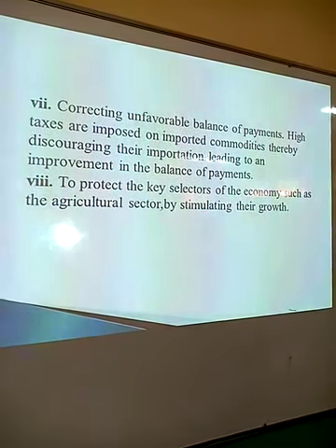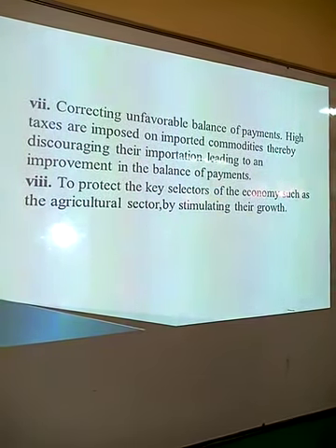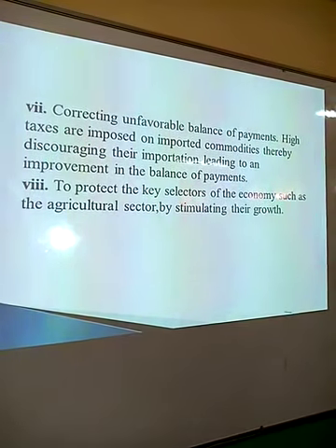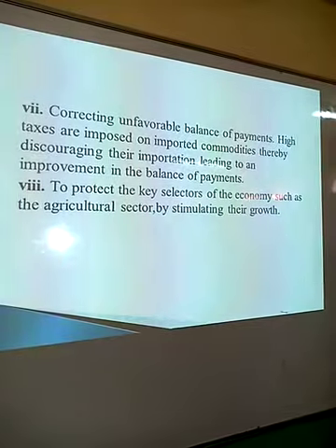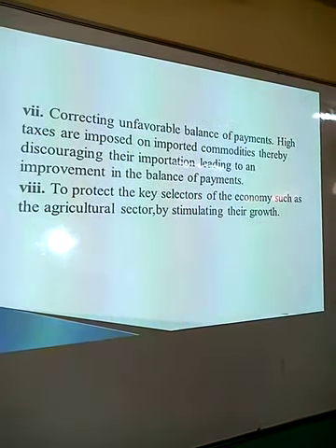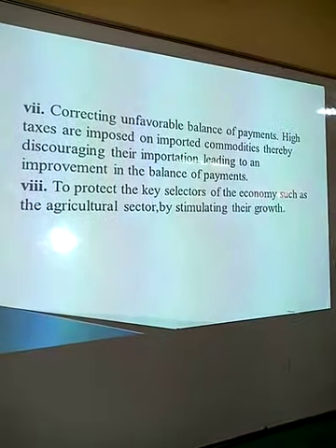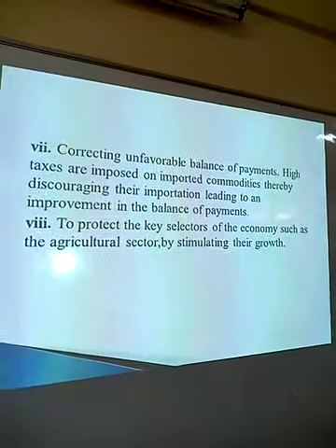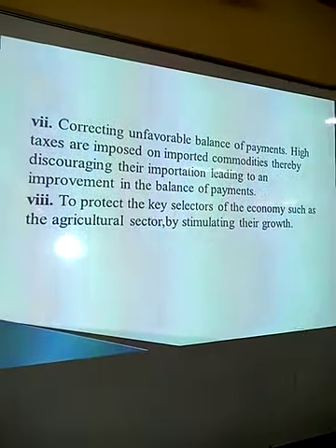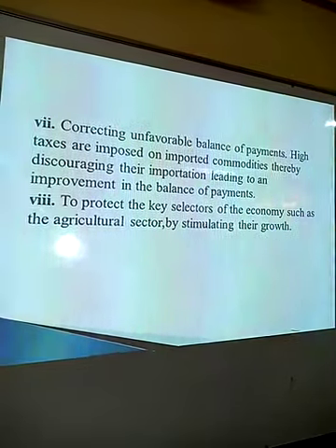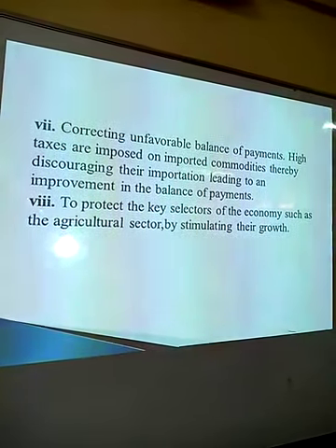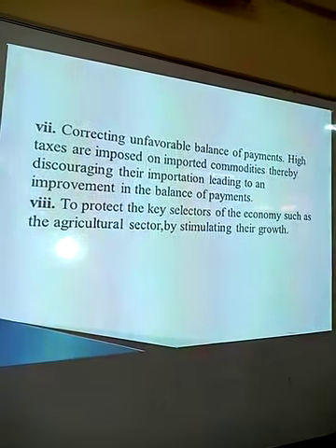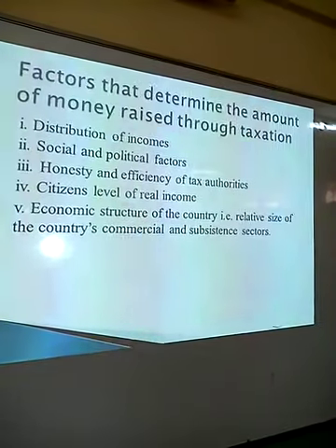So when the situation comes like that, the government would always want to correct it. And how does it correct it? By imposing heavy taxes on imported goods and less on exported goods. And then another aspect is to protect the key sectors of the economy, such as the agricultural sector, by stimulating their growth. How does the government do this? It will reduce taxes levied on, for example, in the agricultural sector, the seedlings, all those that are entailed in the agricultural sector would be lowered in terms of tax, so that people are able to buy and people are able to farm. When this is done, then growth is going to be stimulated.